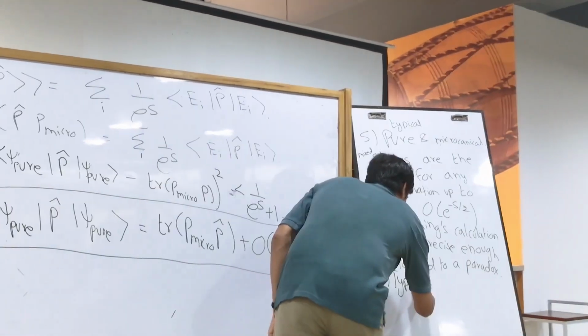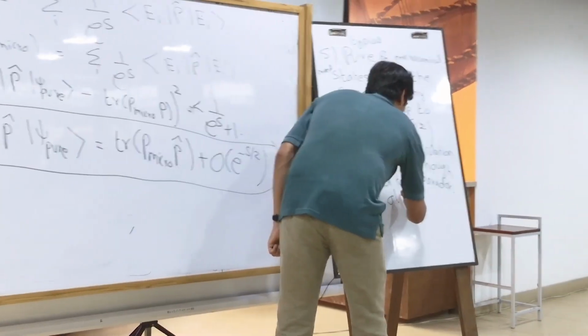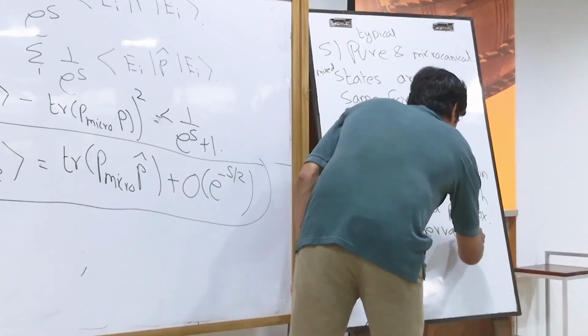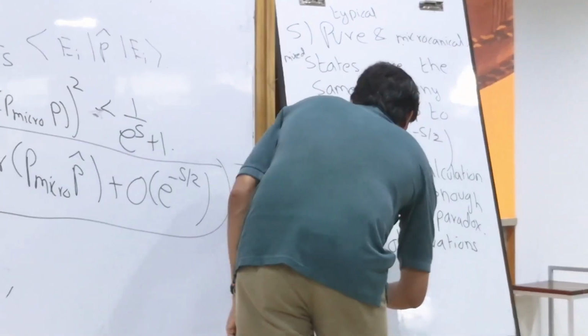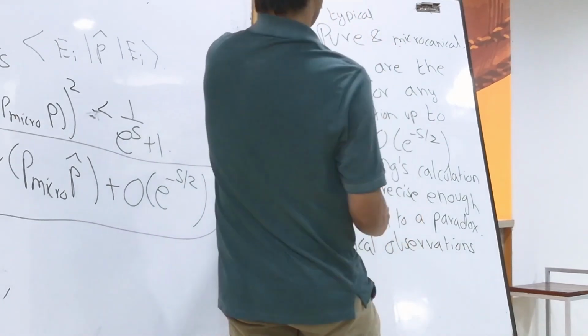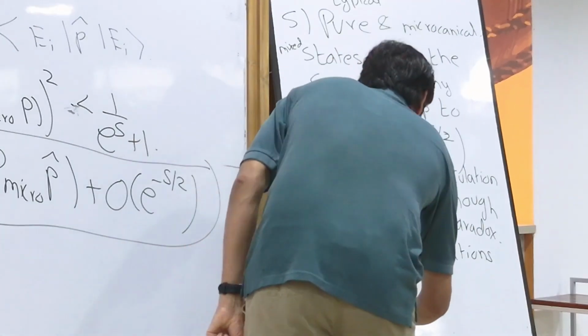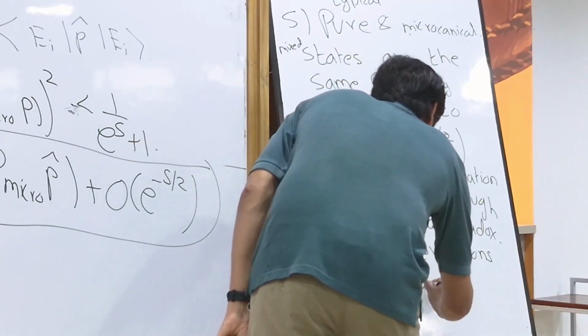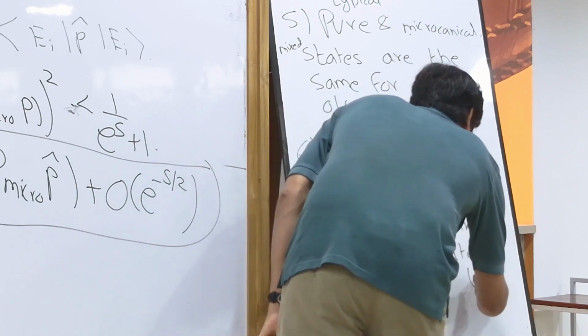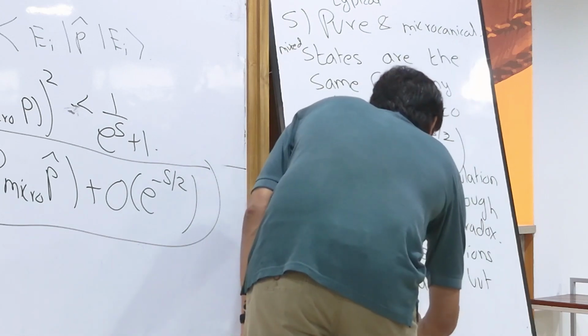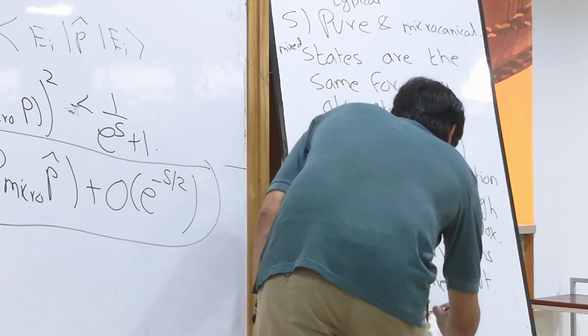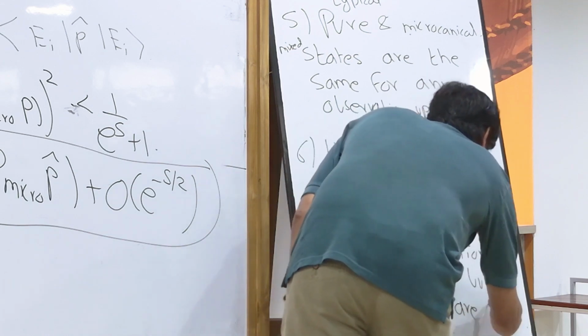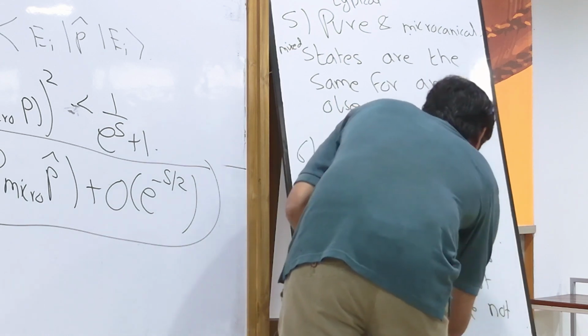Typical observations are close. This is the last point I want to make and then I'll stop. I said they're the same. Typical observations, I'll say, are the same. But the states are not the same. Let me write out: observations are close, but the states are not.